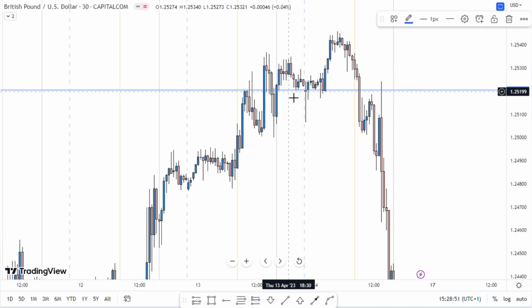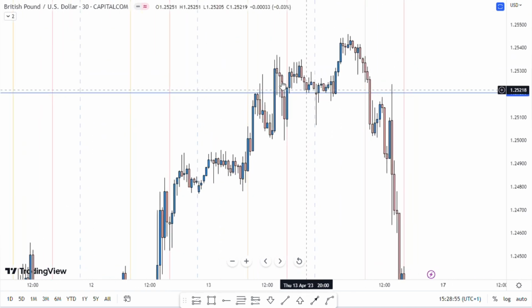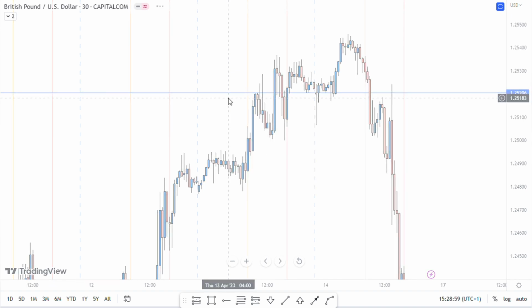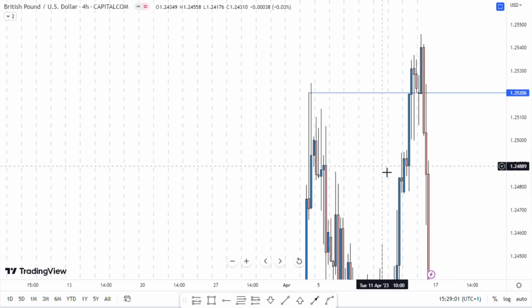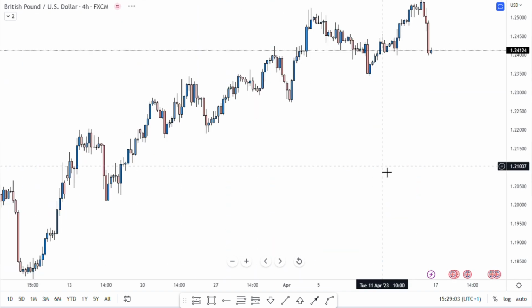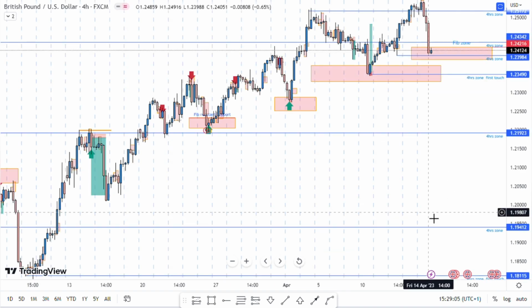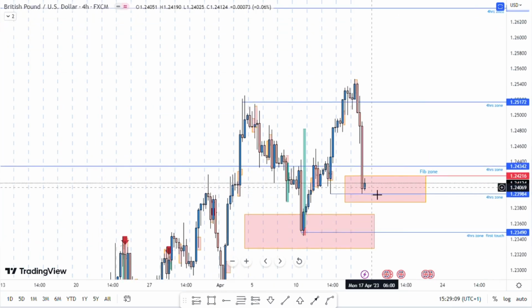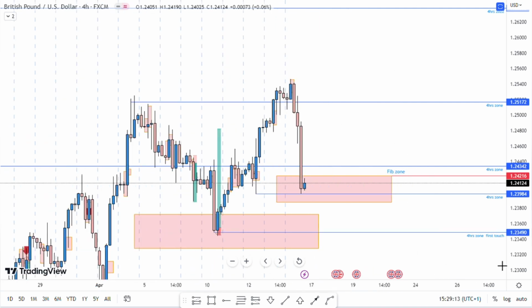So we would have to mark another zone now. If price gets to break this, let me use my mini chart. If price gets to push up, you see where I mark my chart now. 4 hour zone, first touch.